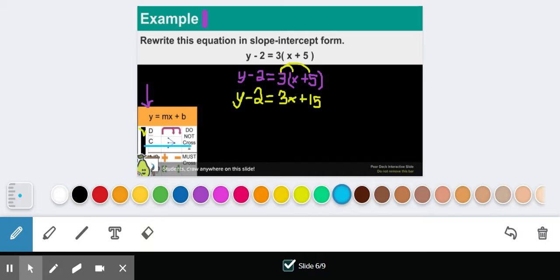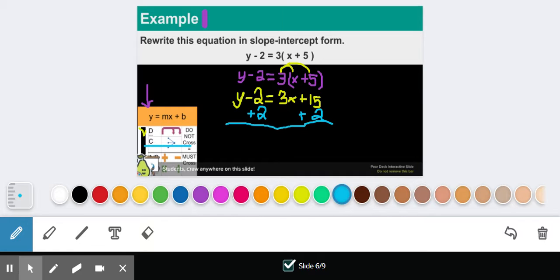So I can use inverse operations. Remember, that means the opposite operation. So I know that the opposite of minus 2 is plus 2. Plus 2. And if I do something to one side of the equal sign, I have to do it to the other. And I'm going to line mine up with the 15 because 2 and 15 are like terms. I can add those. I can't add the 2 to the 3x though.